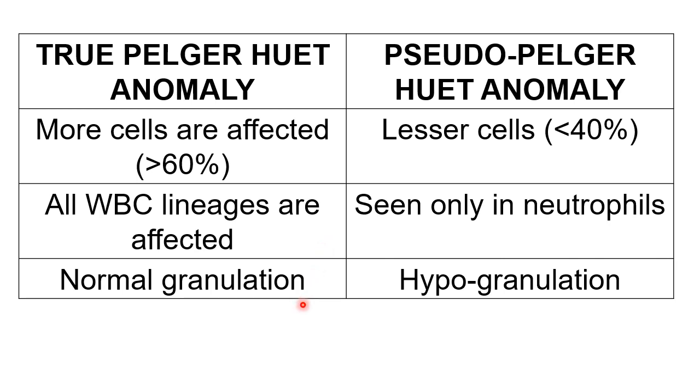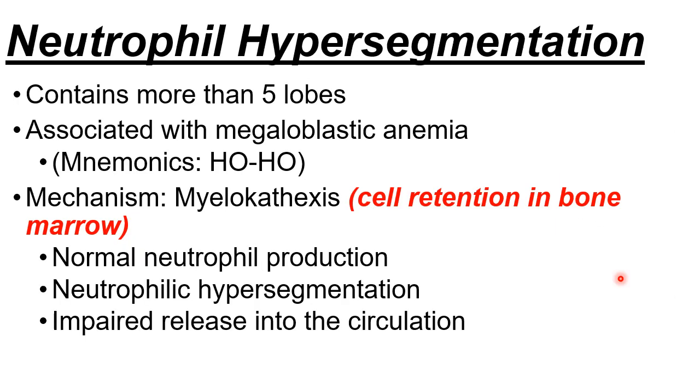Okay? And then, in true Pelger-Huet, ma-appreciate mo ang normal granulation. Okay? Halos ng mga WBCs. Sa pseudo Pelger-Huet, meron tayong hypogranulation. Next, kung merong hypo, meron din tayong hypersegmented. Ibig sabihin, it contains more than 5 lobes. And it is actually associated with megaloblastic anemia.